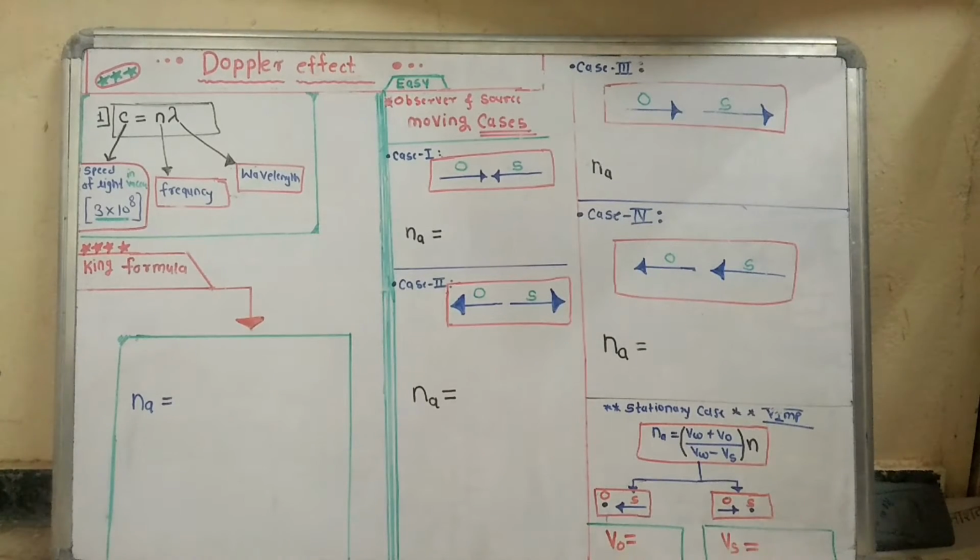First, an easy and basic but very important formula. This formula is used for finding the frequency and the wavelength. That formula is C equals n lambda. The value of C is the constant speed of light in vacuum, and that value is 3 into 10 raised to 8. In C equals n lambda, n is the frequency and lambda is the wavelength. This formula is used in all the Doppler effect questions.